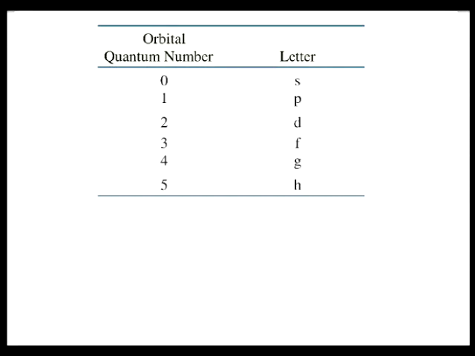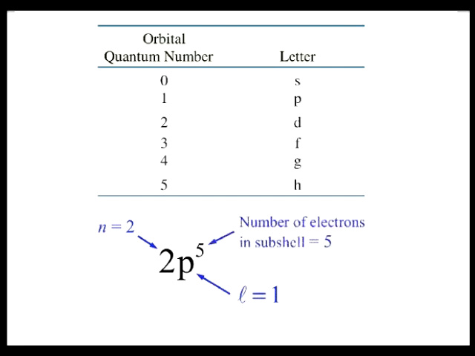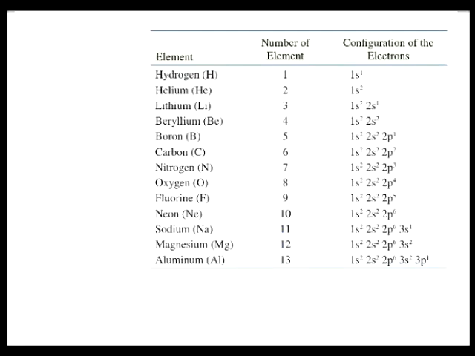This convention of letters is used in a shorthand notation that is convenient for indicating simultaneously the principal quantum number n, the orbital quantum number l, and the number of electrons in the nl subshell. For example, consider the shorthand electronic configuration 2p5. In this case, the principal quantum number n corresponding to the shell is equal to 2. The quantum number l of the subshell is denoted by the letter p, which corresponds to the l equals 1 subshell. Finally, the number 5 in this notation refers to the total number of electrons in the l equals 1 subshell.